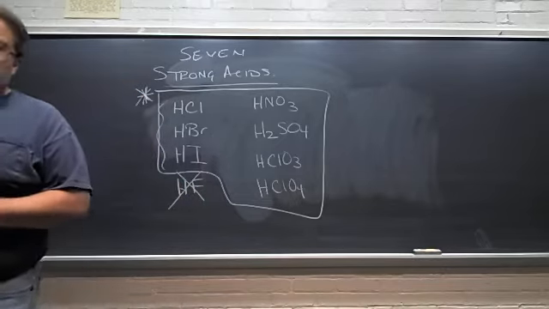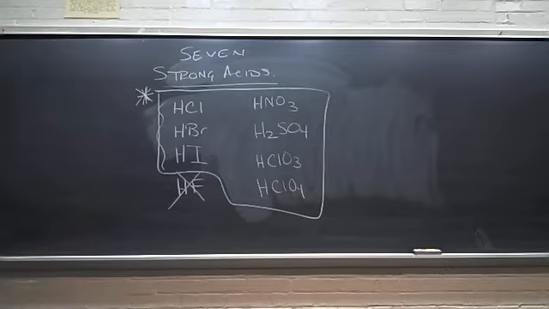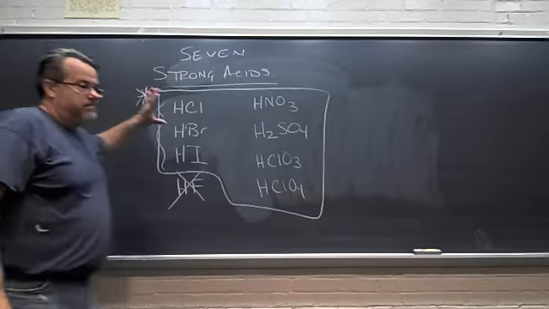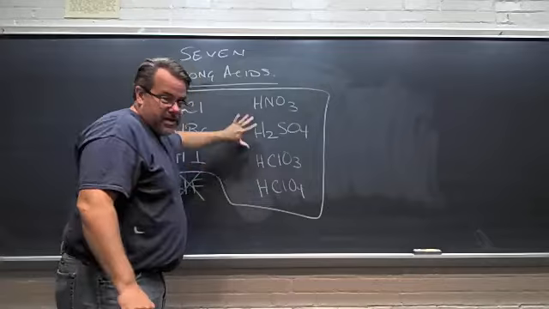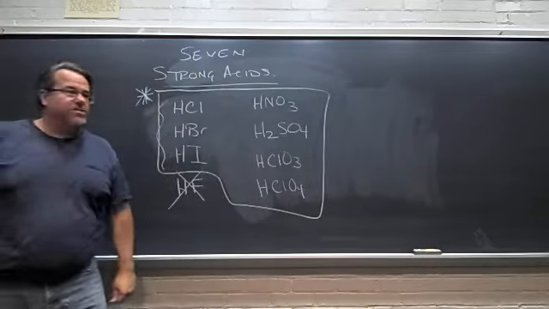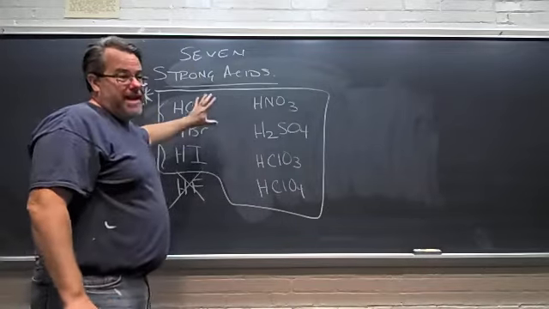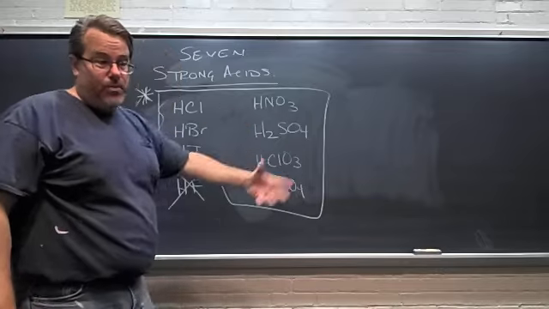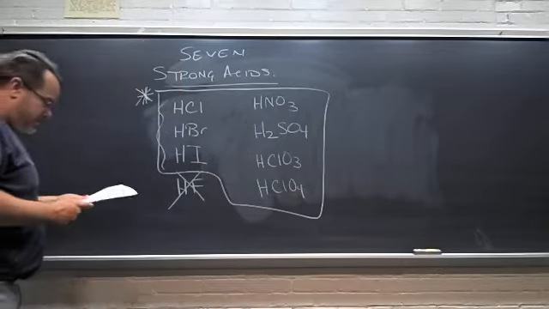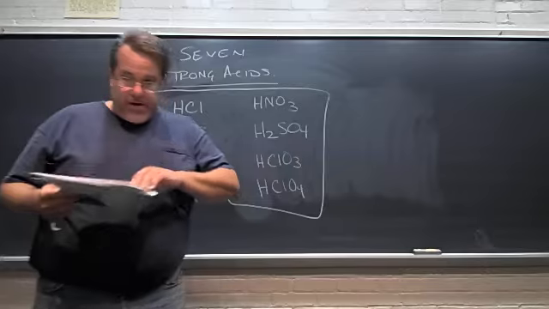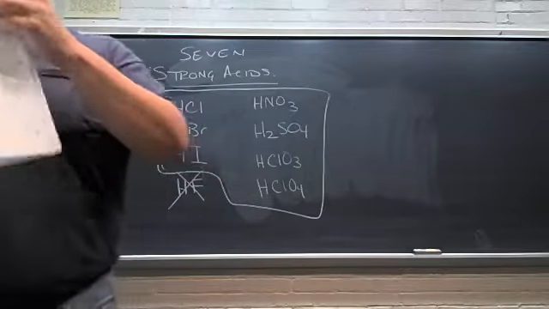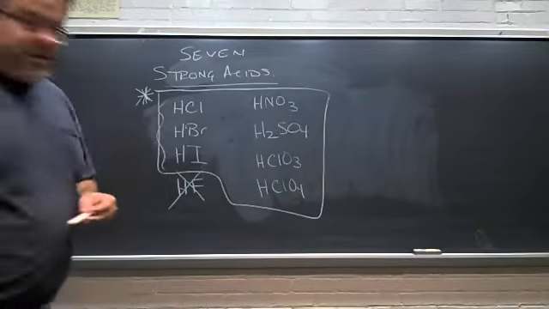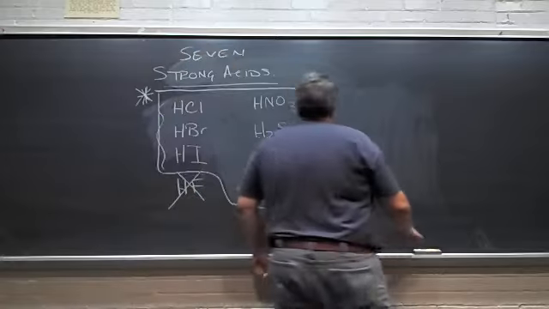Okay. That list of 7 strong acids you should commit to memory. Then when you're working problems and you see any one of these, you say, I know that one, that's a strong acid. If you come across an acid that's not one of these, then you know it's a weak acid. All right, and that's how you can distinguish between the two. All right, let's do a simple calculation.